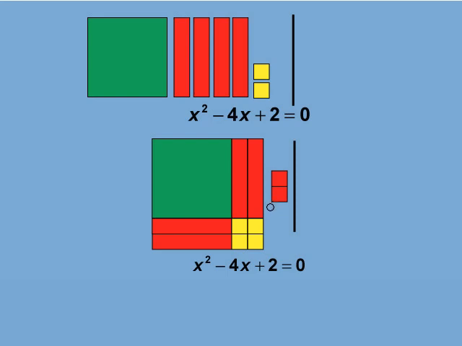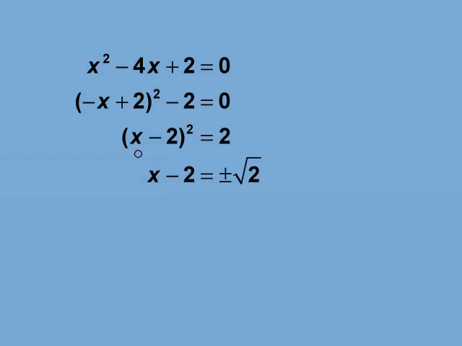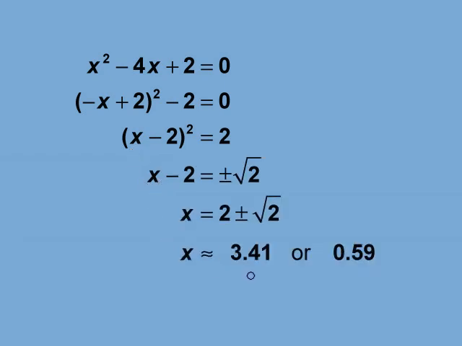The square models negative x plus 2, quantity squared, and here is the numerical term. Because we're dealing with a square, this is an equivalent form, and moving the negative 2 to the other side of the equal sign gives us this equation. Finishing up the solution, we get these terms, which results in 2 roots, x equals 3.41 and x equals 0.59.